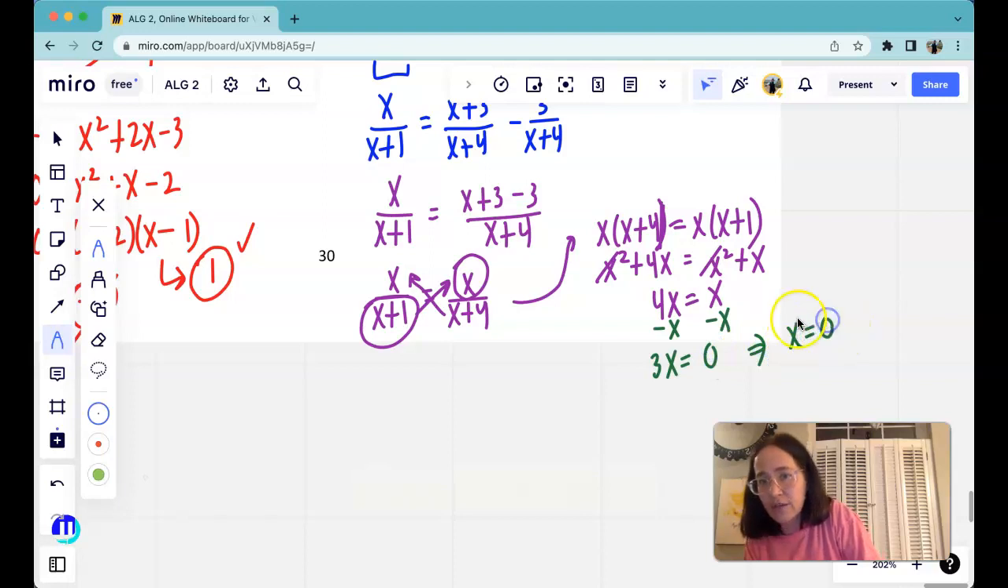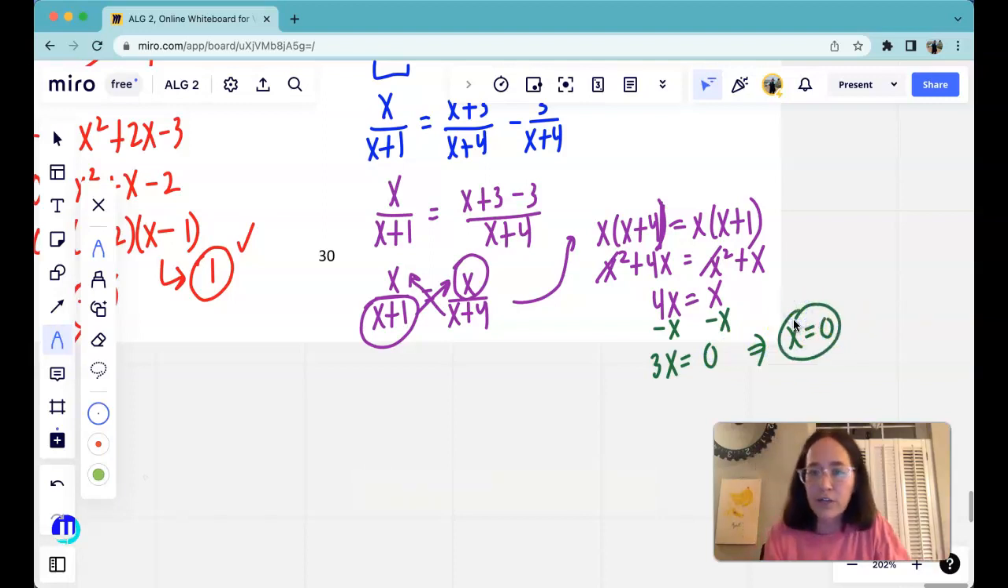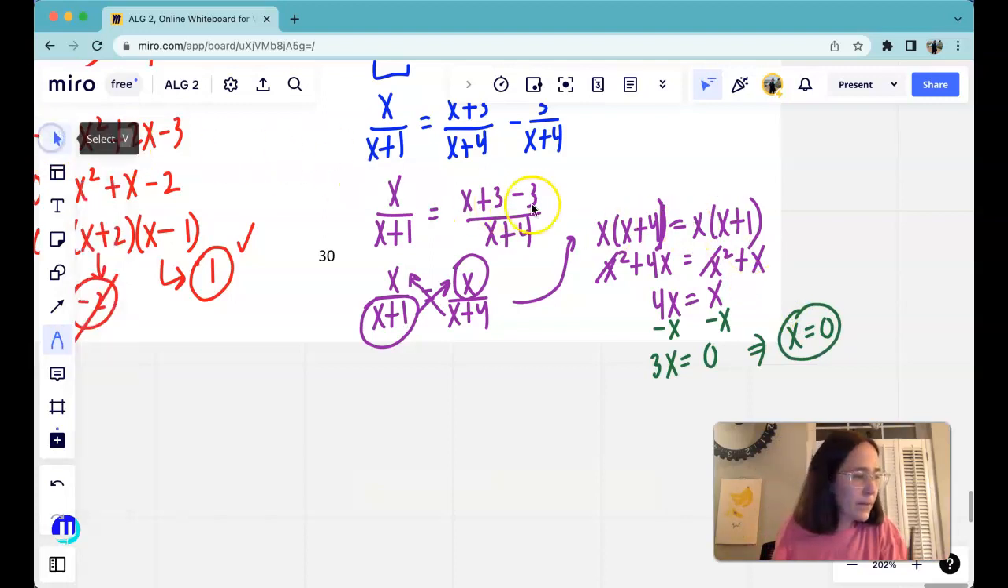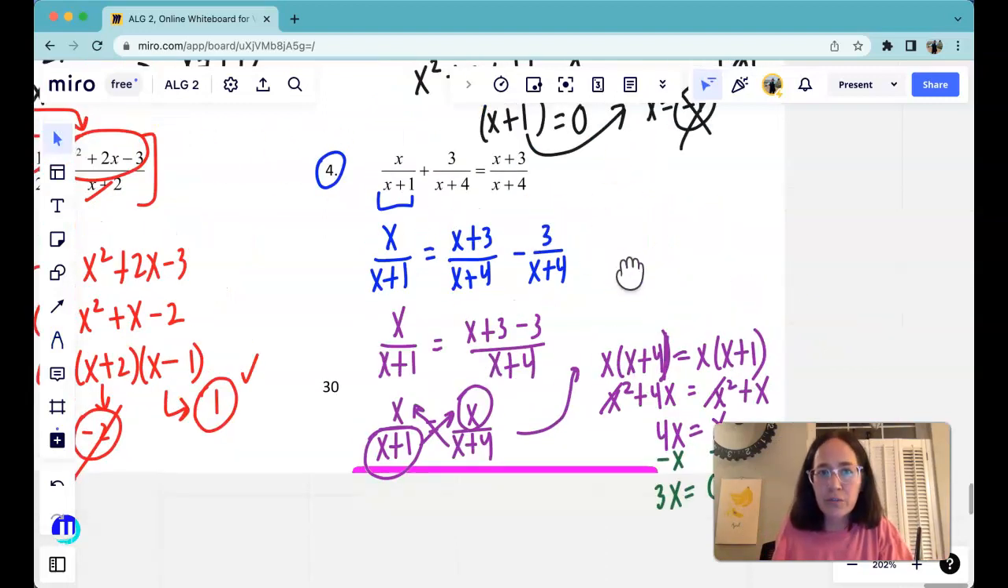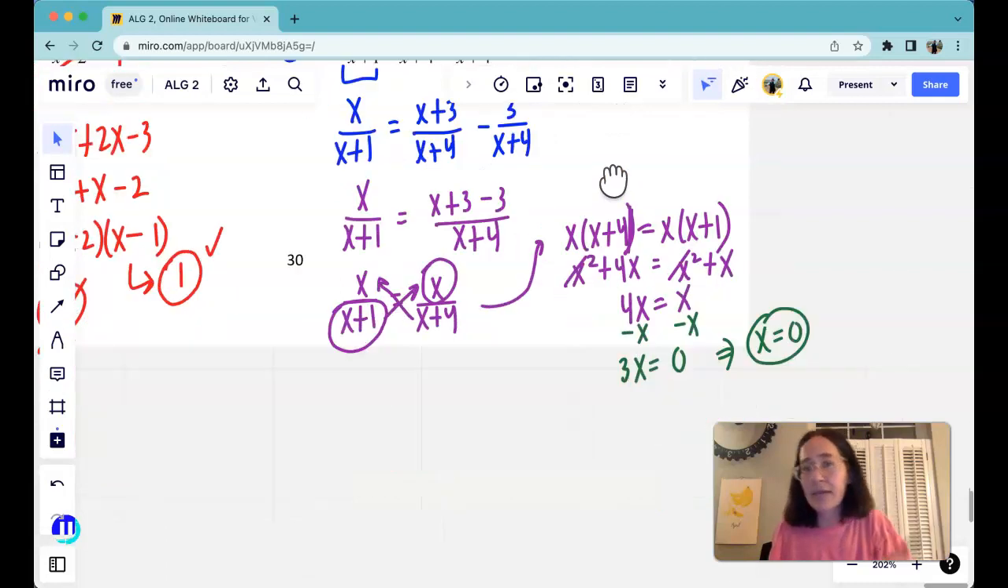The only x value that would make that green equation true would be 0 itself. If I look back up into the original equation, 0 looks fine. It should check out, and you can try plugging it in just to make sure we got the right answer. It doesn't make any denominator 0. I'm going to leave that as a checked solution.